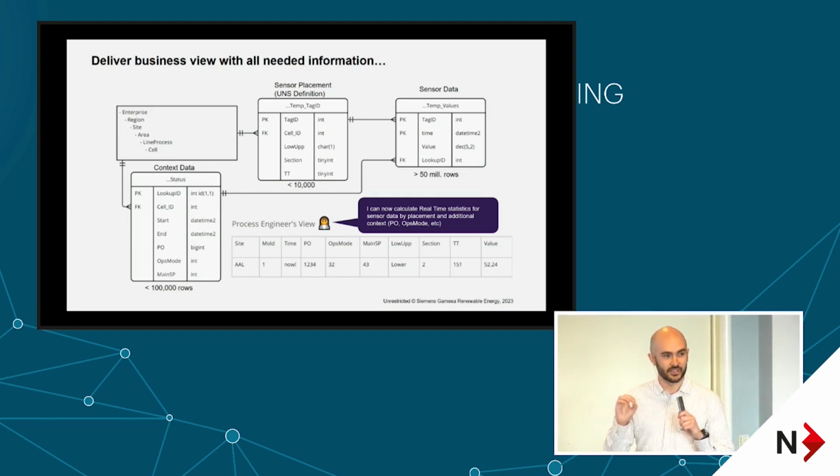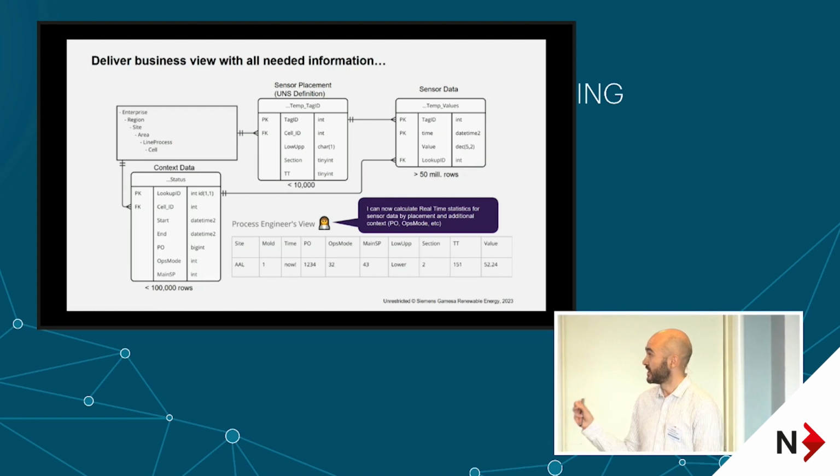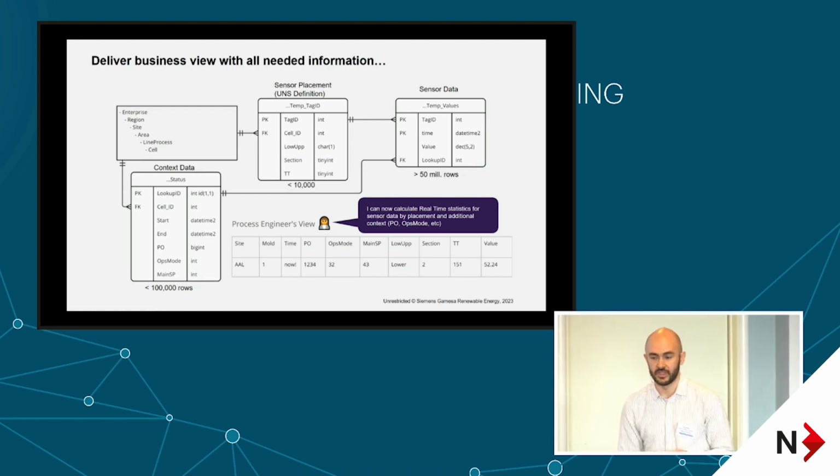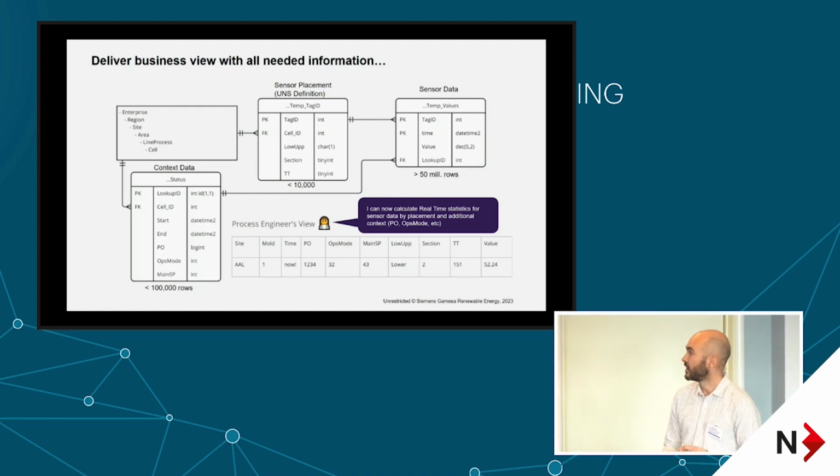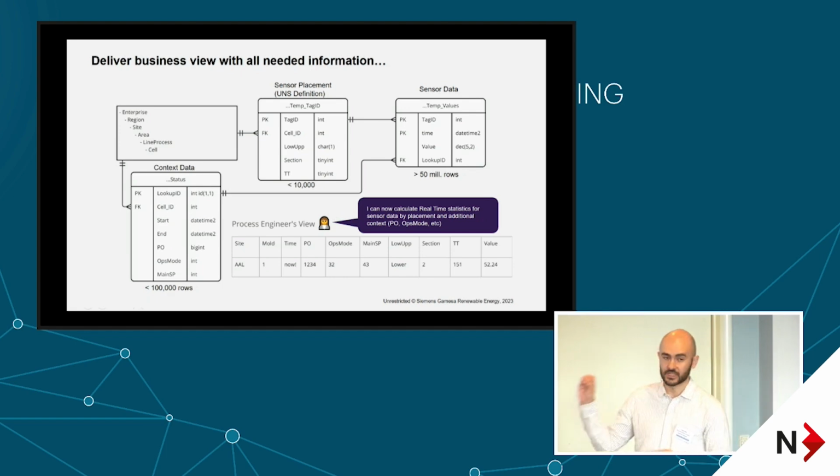Finally, we have the actual sensor data that goes into the sensor data table with a unique combination of tag ID and time, and then the value, as you might know from the Ignition historian module. And then on top, we just pass in the lookup ID, so we can get all the context of data for that specific data point. The main reason we do this is because this table has a tendency to fill up quite fast.